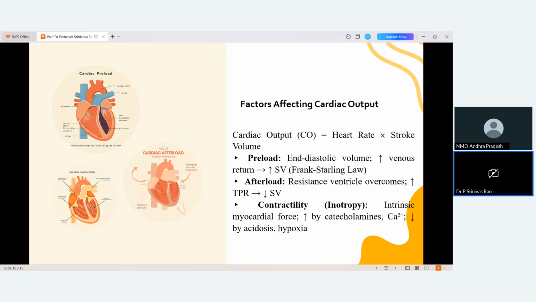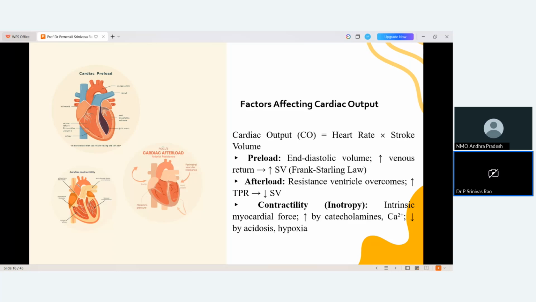But remember the words preload, afterload. So whenever the question cardiac output is asked, you have to write these 2 words, preload, afterload. What is preload? It is the end diastolic volume. What is afterload? The resistance the ventricle has to overcome to send the blood out. For example, the heart is contracting in systole, so the blood is going out through the aorta. When the blood is going out, suppose the aorta has an increase in pressure, either because of hypertension or because of a constriction of the orifice of the aorta. Suppose there is aortic stenosis.